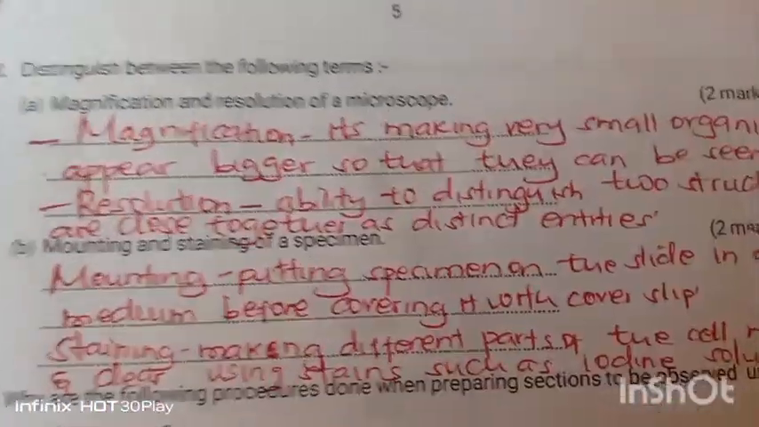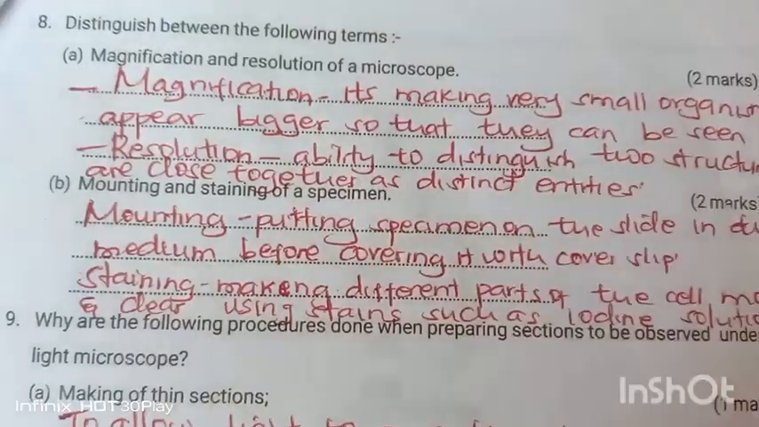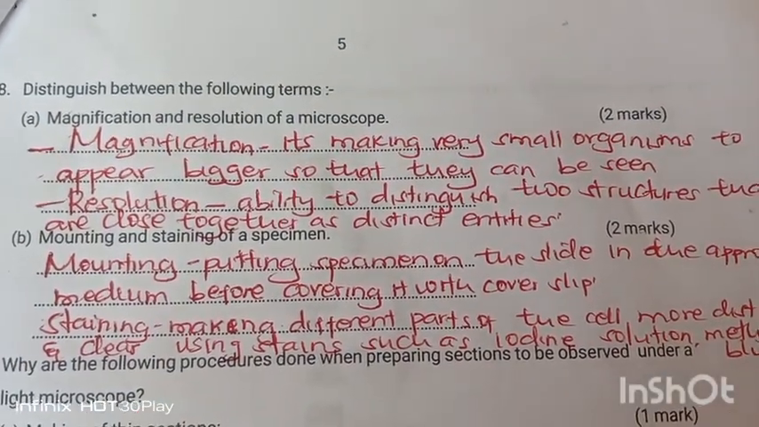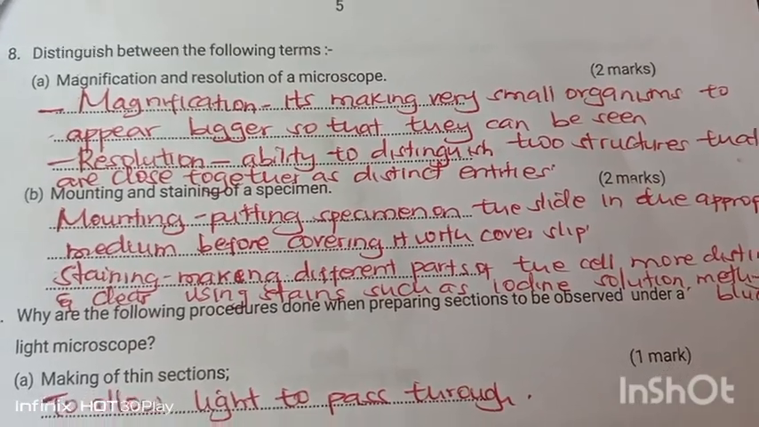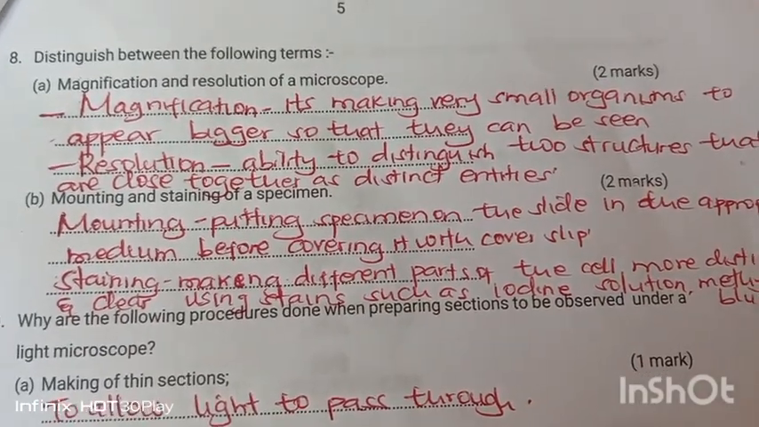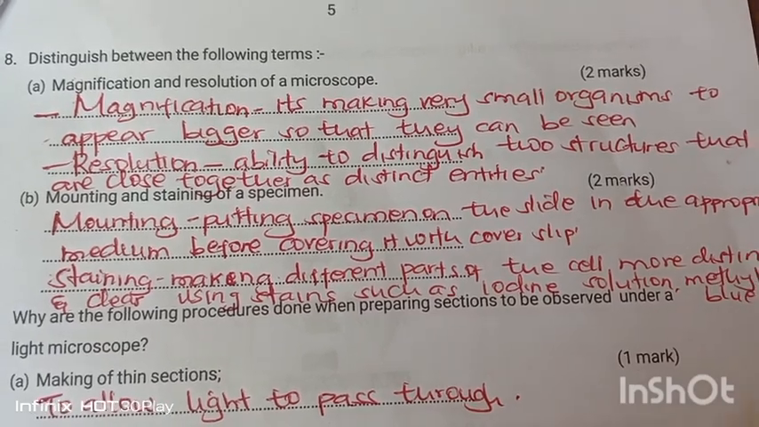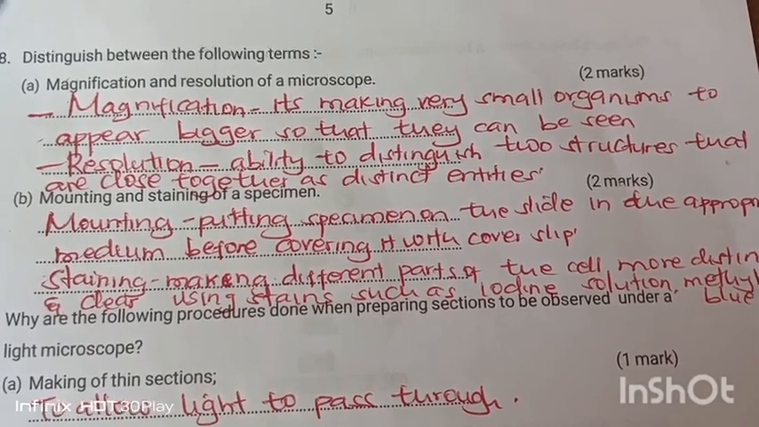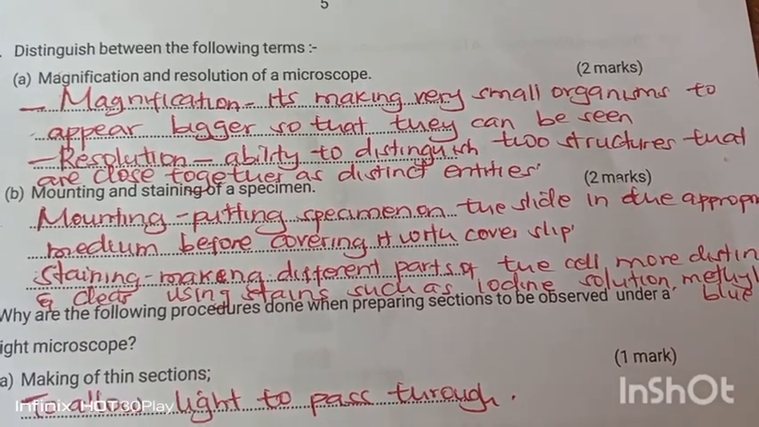The next question, you are told to distinguish between the following terms: magnification and resolution of a microscope. So magnification is making very small organisms appear bigger so that they can be seen. That is to magnify or to enlarge.